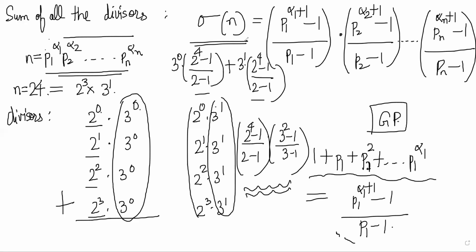Correct? Okay. Now let's look at some questions which use the concepts that we have seen so far. This question is, find the smallest integer with exactly 24 divisors.